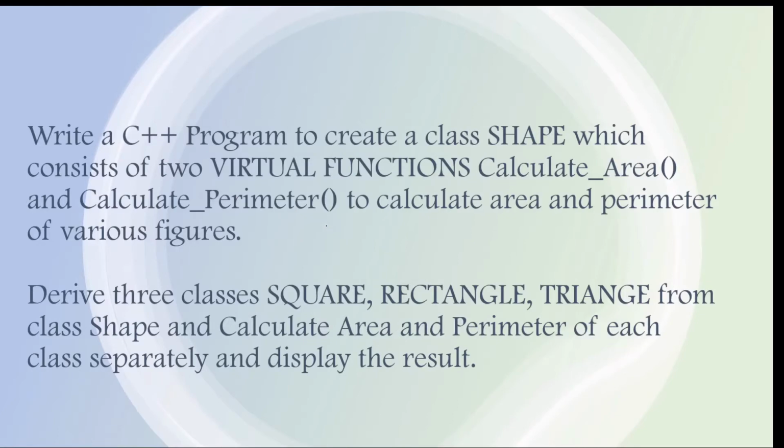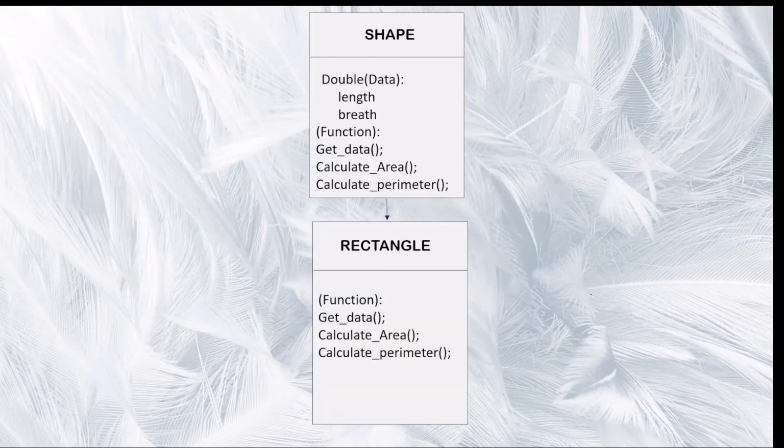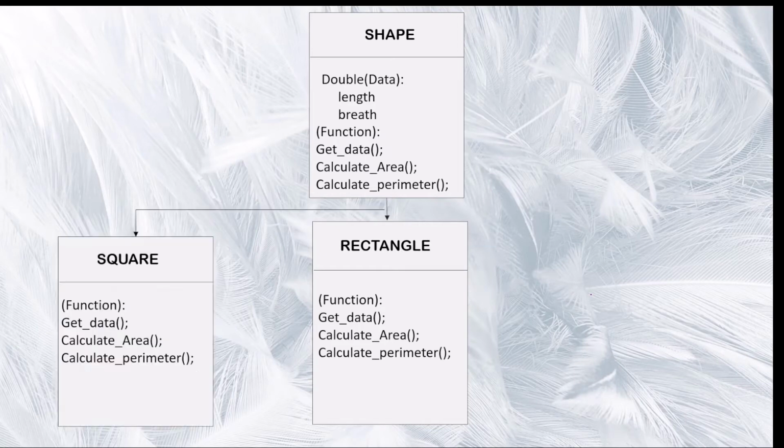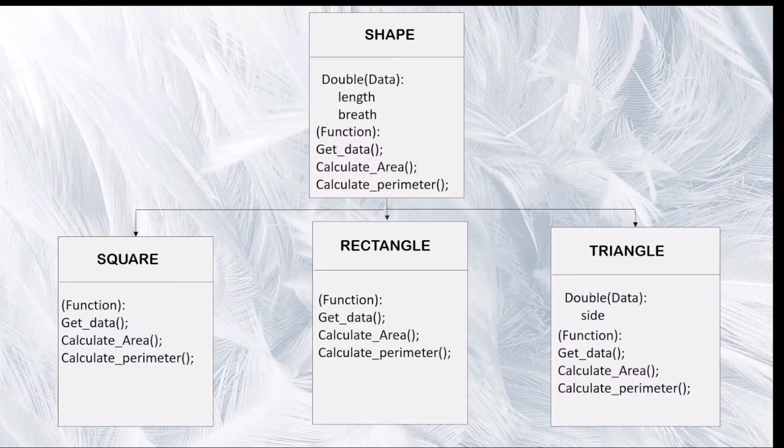Next we are going to create three classes, that is square, rectangle and triangle. So we are going to create three derived classes, okay, and use the functions of base class. So base class and derived class, we are going to create a rectangle with the same functionalities: get data, calculate area, calculate perimeter. Next is square. Square with the same functionalities. Triangle with the same functionalities. We are going to add one more data to this as side.